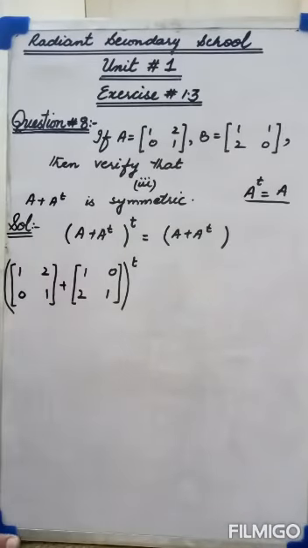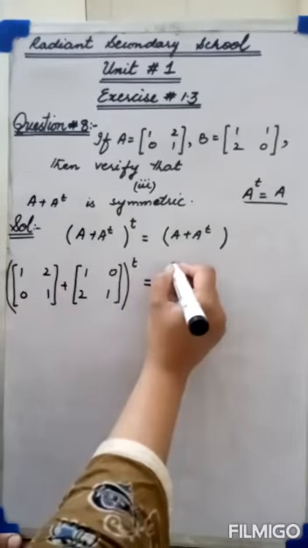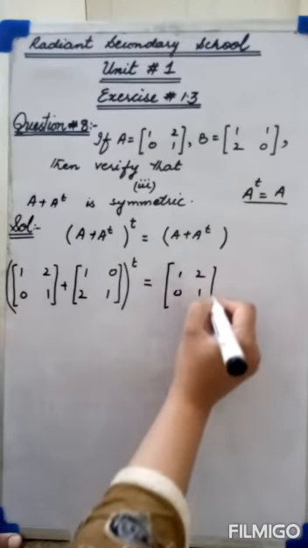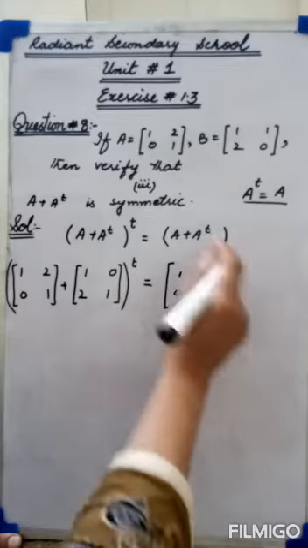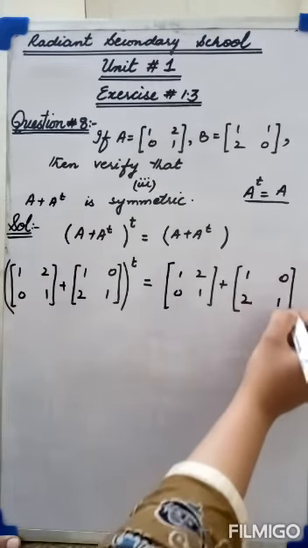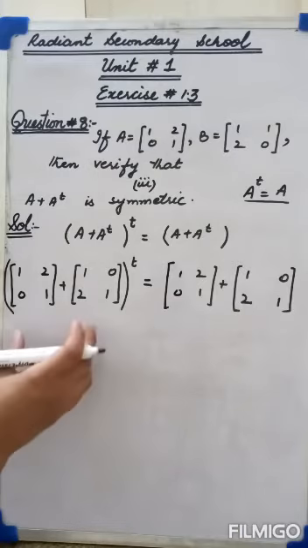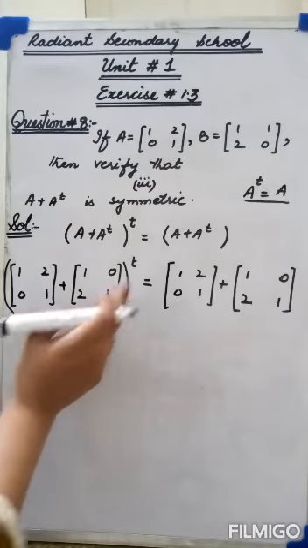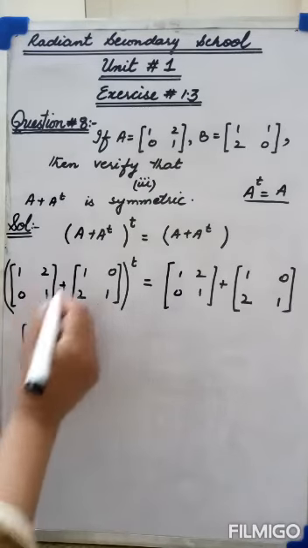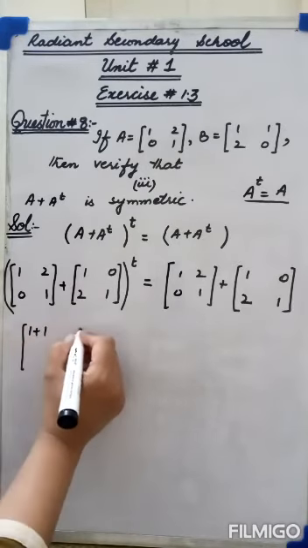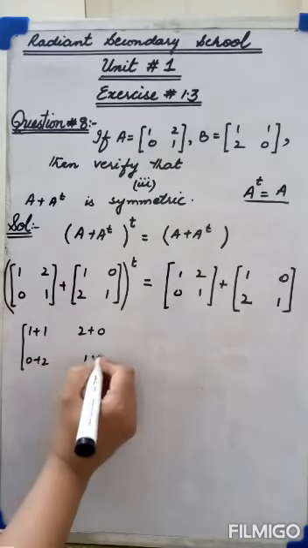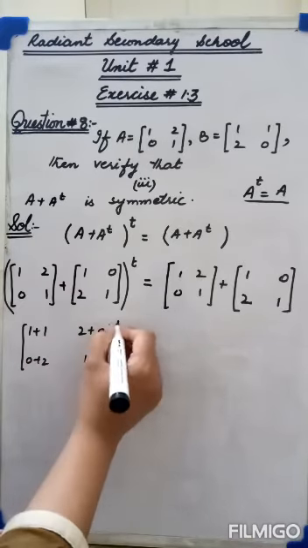Is it clear? On the other side it will be A, what is A? 1 2 0 and 1, plus A transpose. What is A transpose? Yes, 1 2 0 and 1. Clear? Okay, now we have to add these two, then we will take the transpose. And how will you add? Obviously you have to add their corresponding entries: 2 plus 0, 0 plus 2 and 1 plus 1, whole transpose.